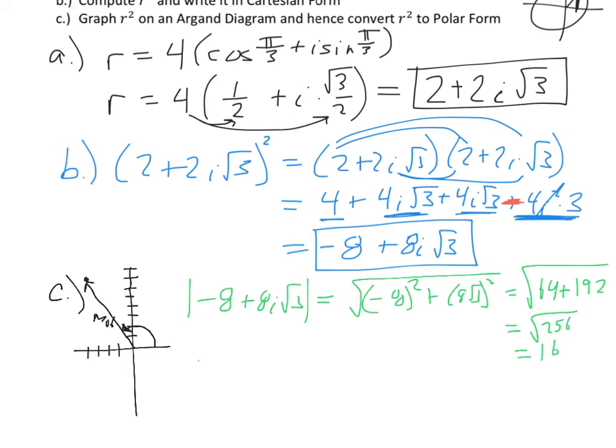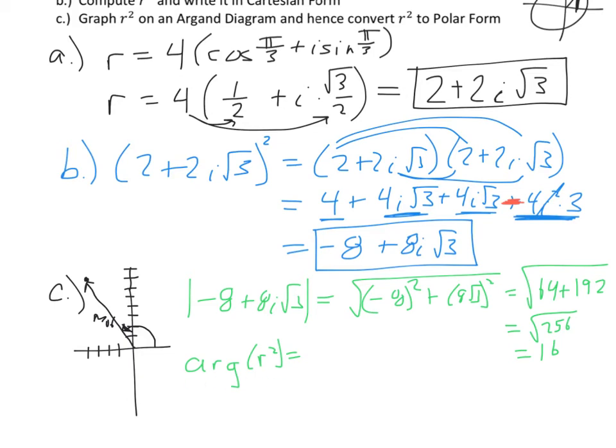Okay. For the argument, I need to do the argument of r squared. Just noticed it's a little bit weird that I called this r, because r is usually the thing we use for the modulus. I'm sorry if that caused any confusion.